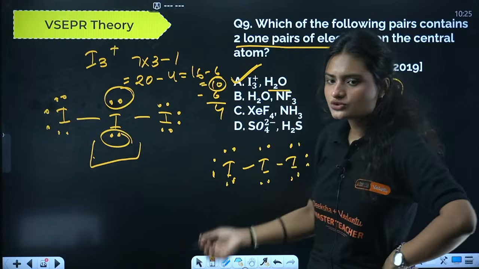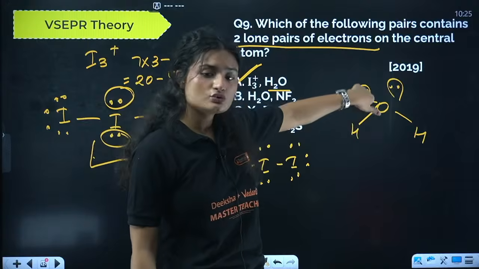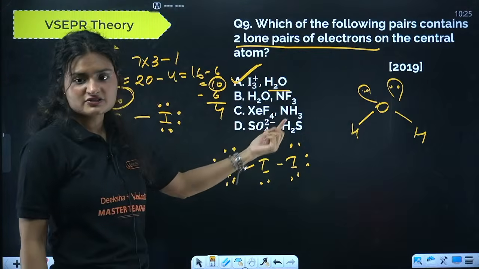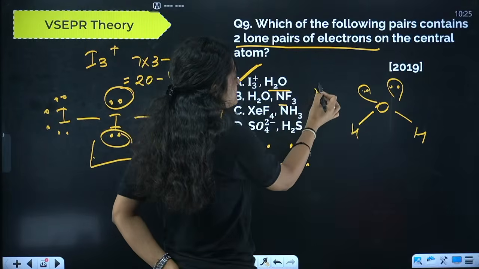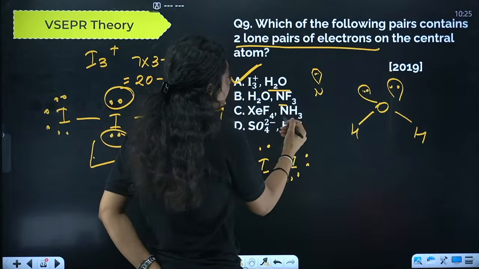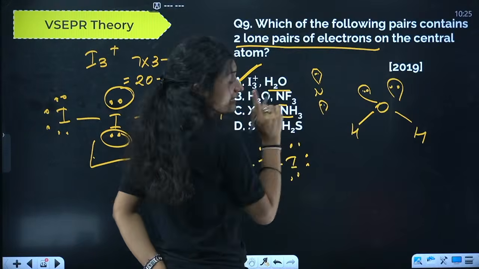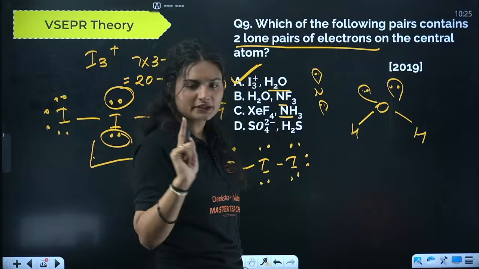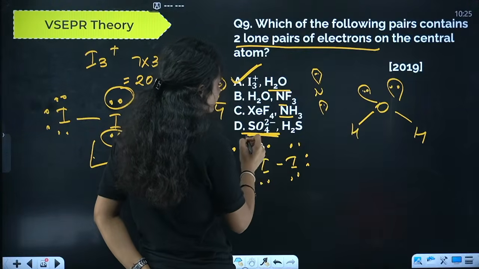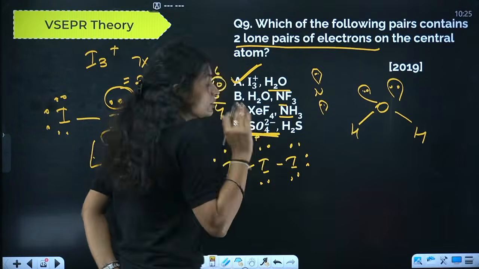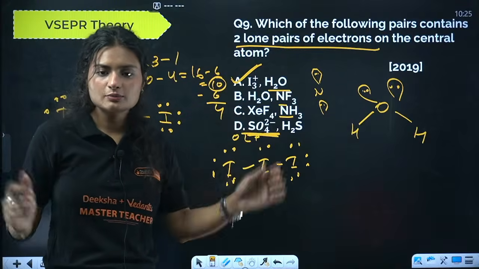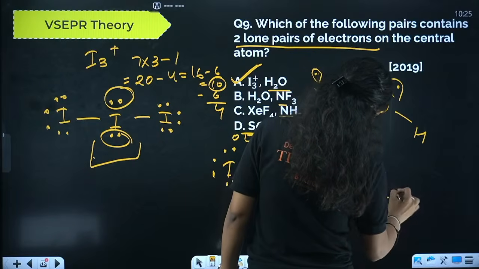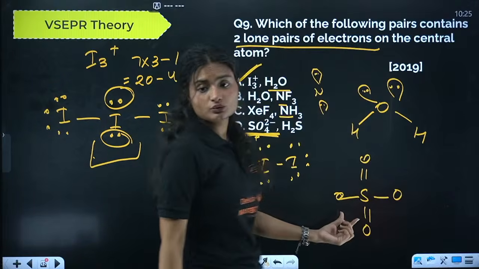Similarly, H2O, oxygen has 2 lone pairs of electrons. So that means our correct answer is A. Now for the rest of the options, NF3, nitrogen always has 1 lone pair, not 2. NH3 also has 1 lone pair because nitrogen has only 1 lone pair. In SO4 2 negative there is no lone pair, 0 lone pairs. All the bonds are double bond, single bond. This is the shape of SO4 2 negative.